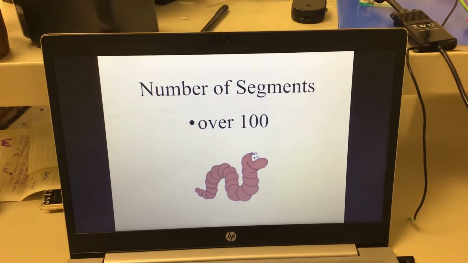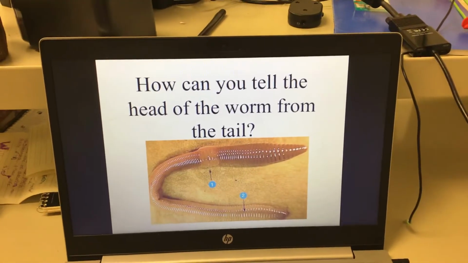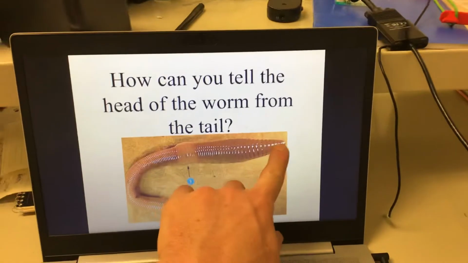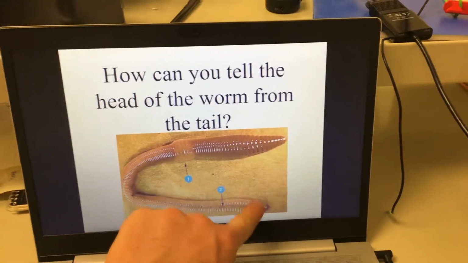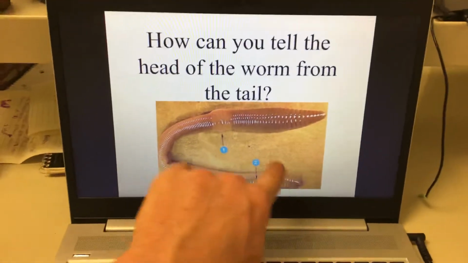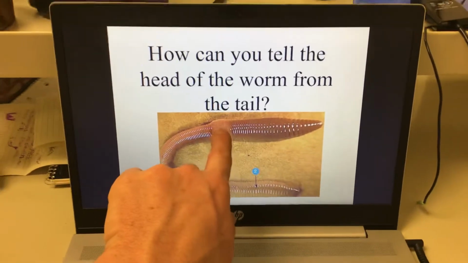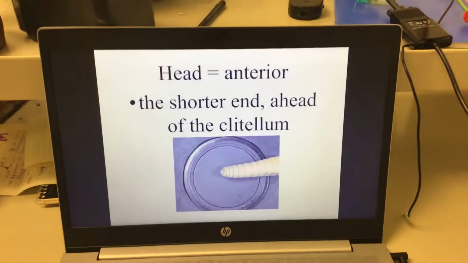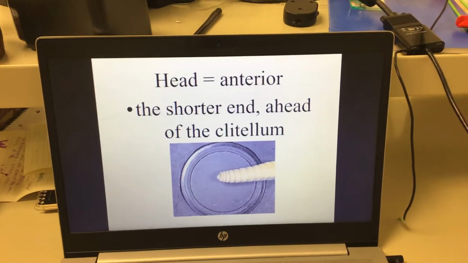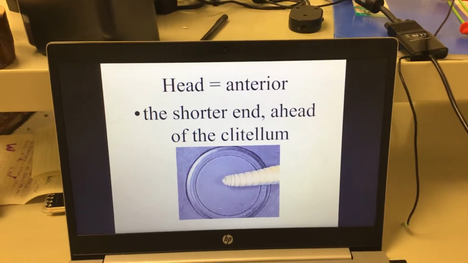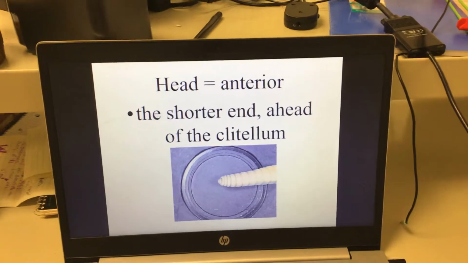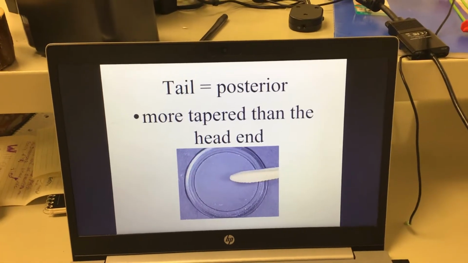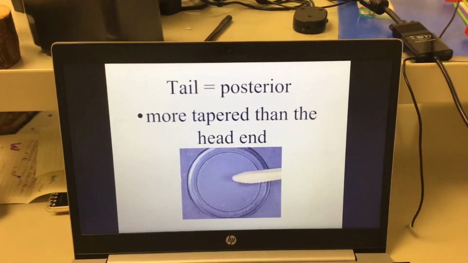Earthworms, you don't need to write anything. Over 100 segments. So this, a reminder, is the head end. That's the tail end. So we got the mouth and the anus. This is the clitellum, which is going to hold the reproductive organs. We wrote this down once, so I think you're good. You don't need to. But head equals anterior. Tail is posterior, so towards the rear end.